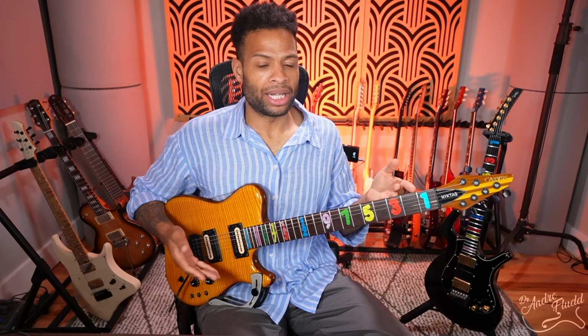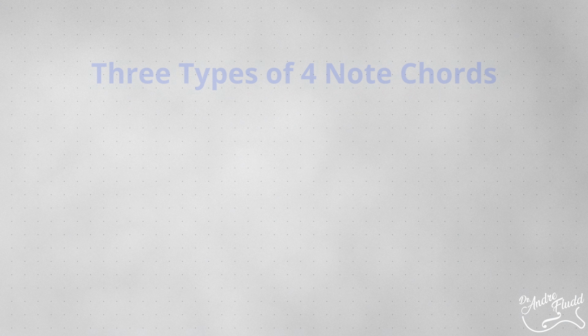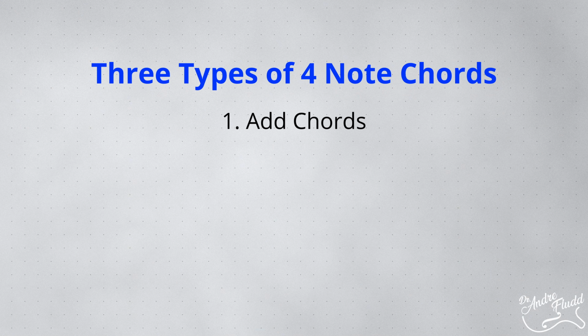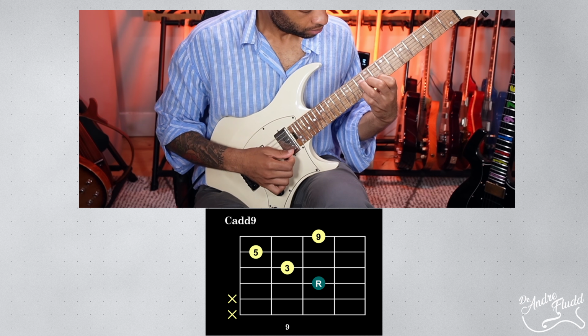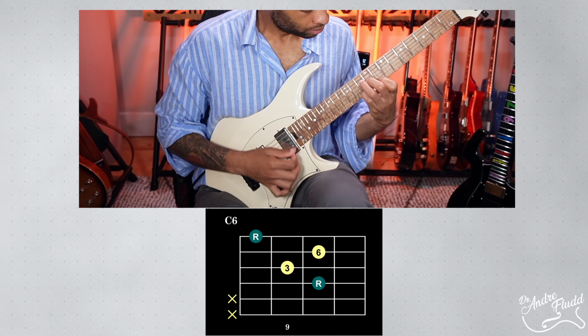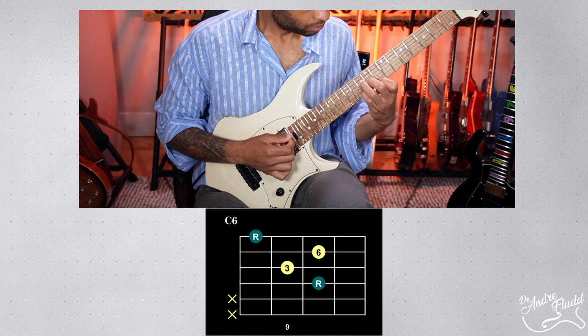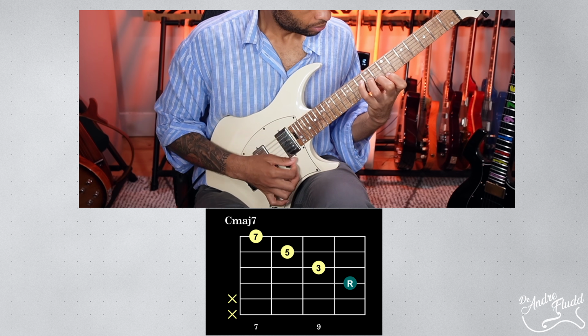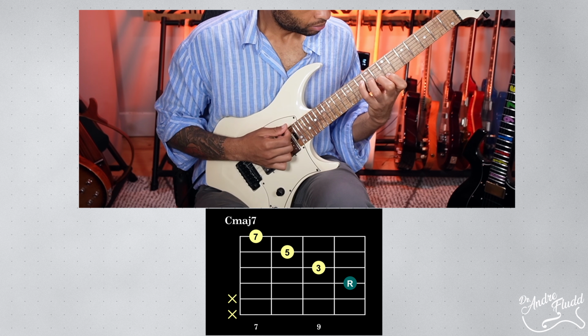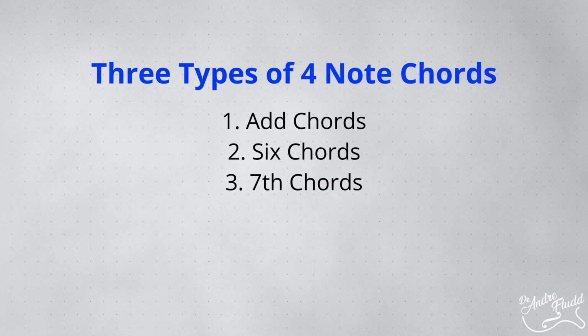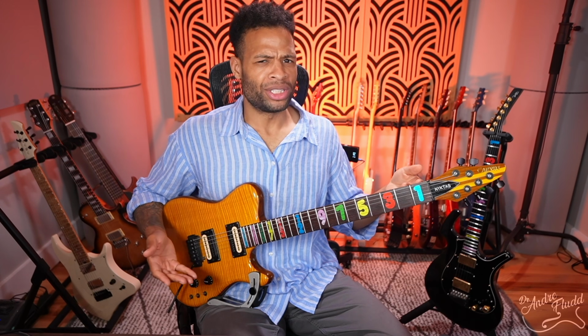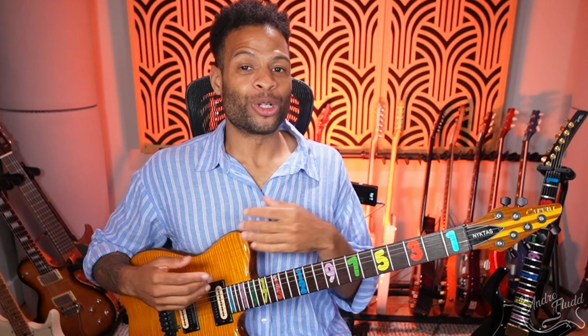The next logical step is to add one more note, which brings us to the 4-note category, and there are 3 types of chords here. Add chords, sixth chords, and seventh chords. And luckily for us, music theorists are not the most creative with their names. So if we start with add chords, an add chord is when you play a triad and add one more note. The most popular is the major and minor add 9.